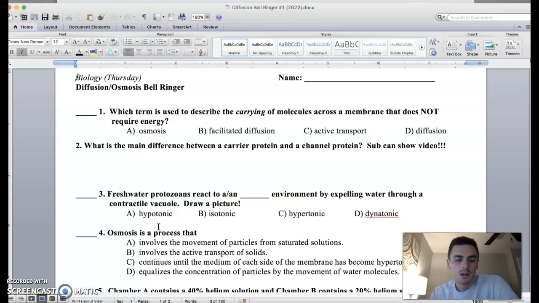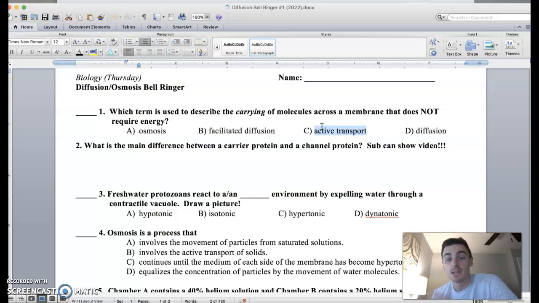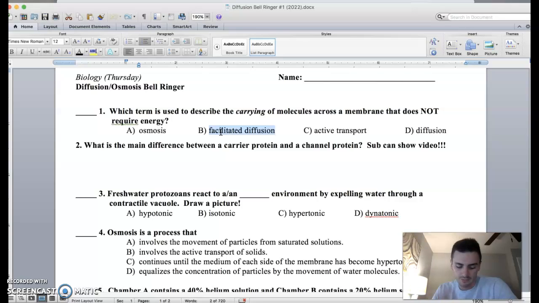So, going over our bell ringer and the gummy bears and everything: which term is used to describe the carrying, italicized words are always important, of molecules across a membrane that does not require energy? I know it's not active transport because that requires energy. Osmosis is water, and this just says molecules. So between diffusion and facilitated diffusion, if we're carrying it across, that means it needs help, which would be facilitated diffusion. So number one should be facilitated diffusion.